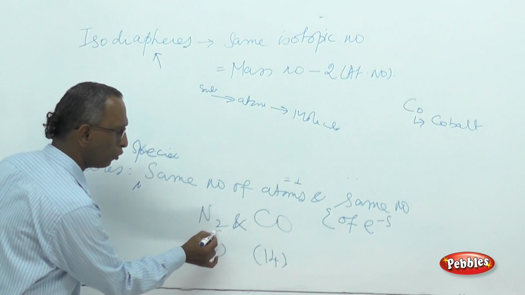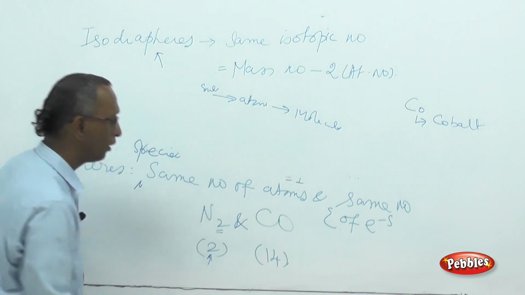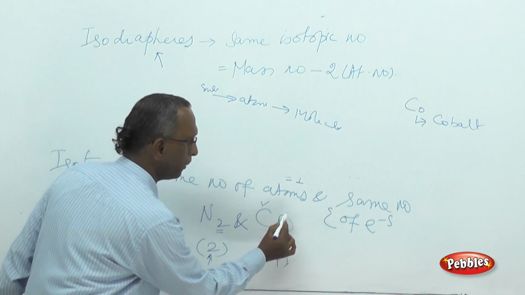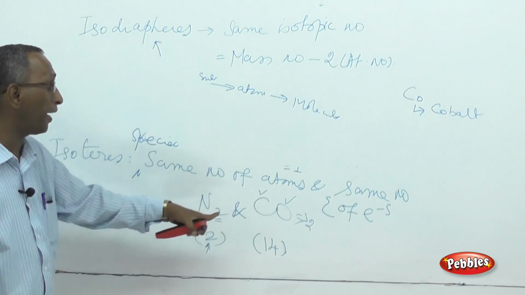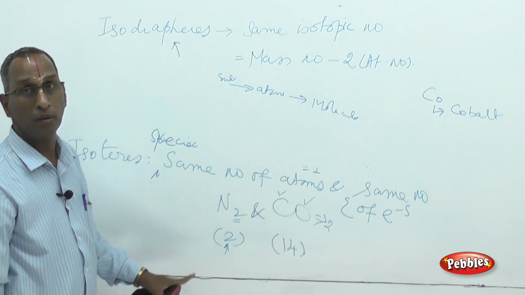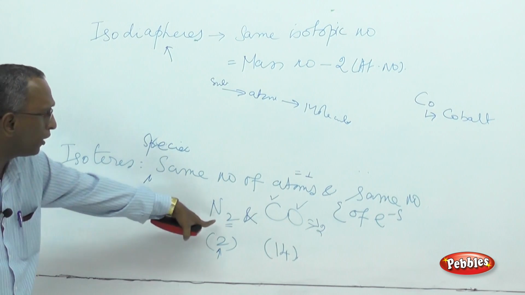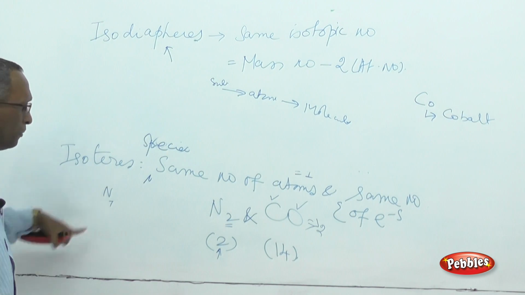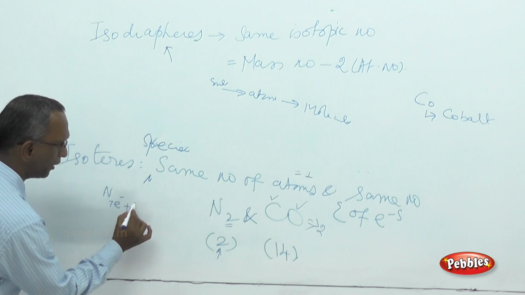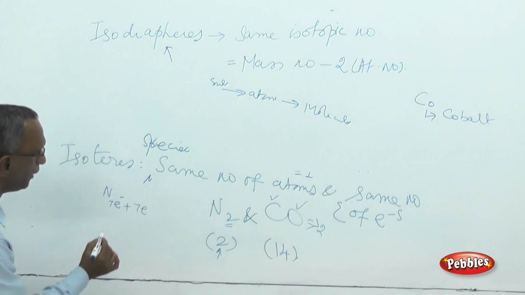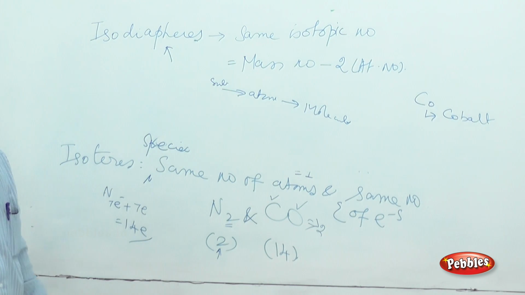So nitrogen, there are two nitrogen atoms, N2. So number of atoms is 2. Carbon monoxide, one carbon atom and one oxygen atom. Total number of atoms is 2. So it may contain different atoms, but total number of atoms is 2. That is to be noted. Nitrogen atomic number is 7, means that it contains 7 electrons. So one nitrogen atom contains 7 electrons, another nitrogen atom contains 7 electrons. Total number of electrons is 14 for the N2 species.